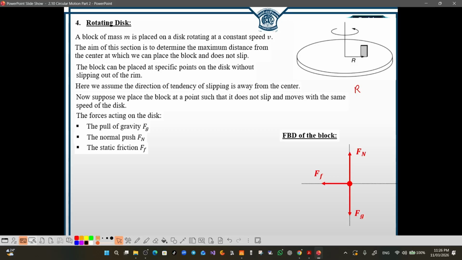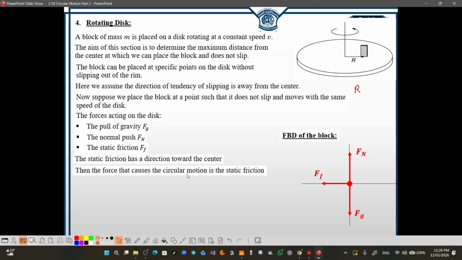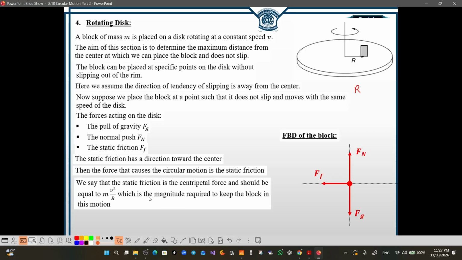Now, this kind of friction is a static friction because the object is not making any motion on the disk itself. So there is no relative motion between the disk and the block. This is why we're going to use the static friction and not the kinetic friction. The static friction here is toward the center. Then the force that causes the circular motion is the static friction. We say that the static friction is the centripetal force and should be equal to mv squared over r, which is the magnitude required to keep the block in this motion.